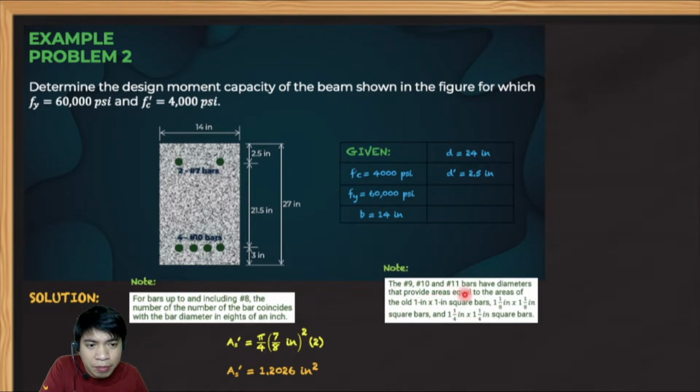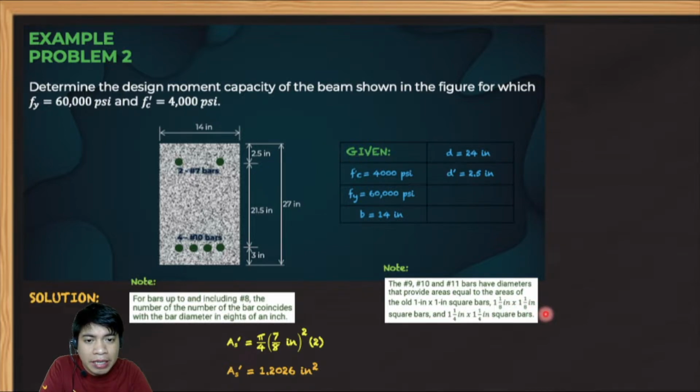Now for our tension bars, take note that number 9, number 10, and number 11 bars have diameters that provide areas equal to the areas of the old 1 inch by 1 inch square bars, 1 and 1/8 inch by 1 and 1/8 inch square bars, and 1 and 1/4 inch by 1 and 1/4 inch square bars. So for number 10, the area follows the area of 1 and 1/8 inch by 1 and 1/8 inch. So that is 1.125.